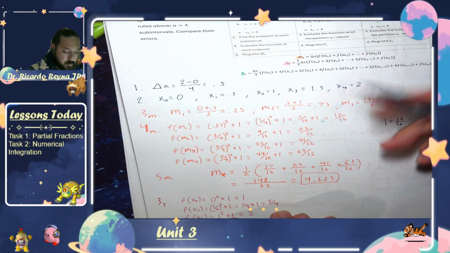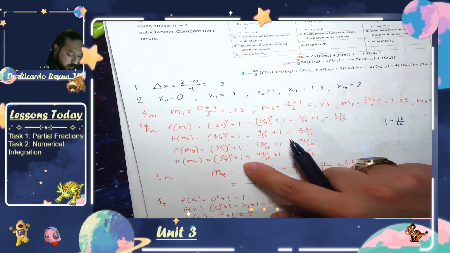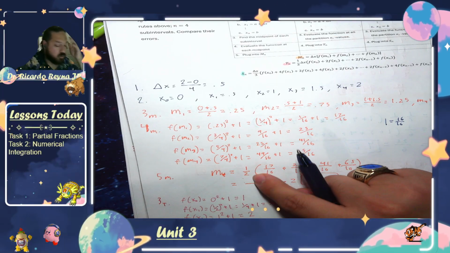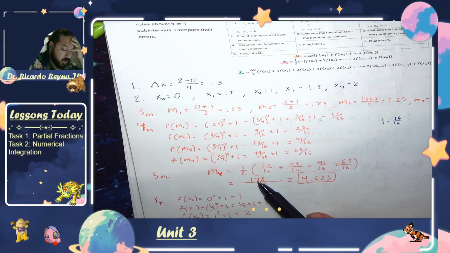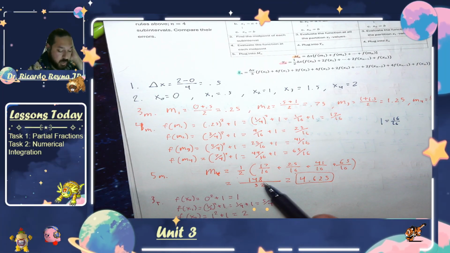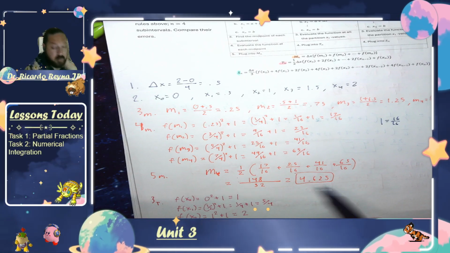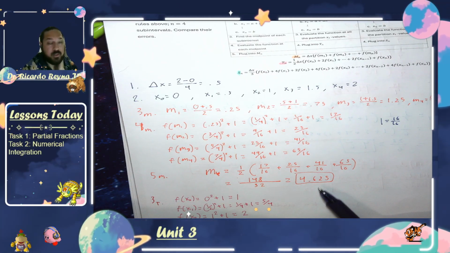Afterwards, you're going to do the midpoint where you add them all up and then multiply by the rate of change, which is 1/2. You'll get the fraction 148 over 32, which plugs in as this.